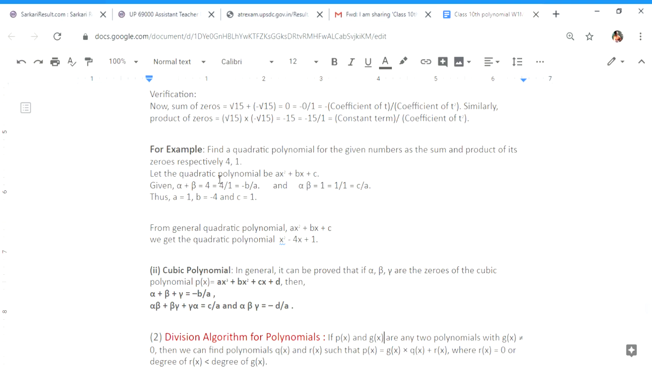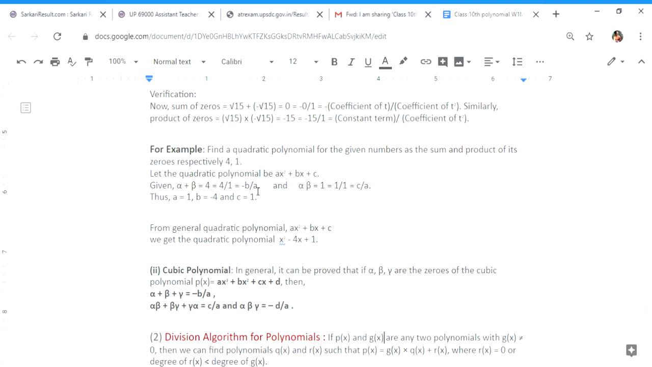Let the quadratic polynomial be ax square plus bx plus c. This is a general form of a quadratic polynomial. It is given that alpha plus beta equal to 4, where alpha and beta are zeros of this polynomial. It can also be written as 4 upon 1, that is minus b upon a. And product of its zeros, that is alpha beta, is given equal to 1, which can also be written as 1 upon 1, that is c upon a.